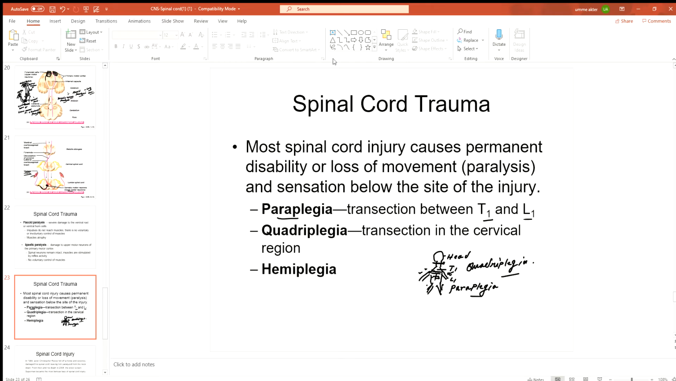Okay, transection in the cervical part or neck part. Hemiplegia: if one side of the body, partly or completely, part of one side or the whole one side of the body is paralyzed, that is hemiplegia. That can occur due to a stroke in the brain or injury to one side of the spinal cord.